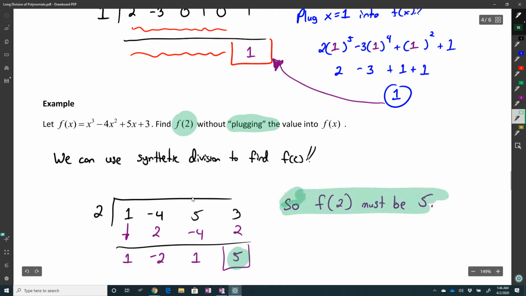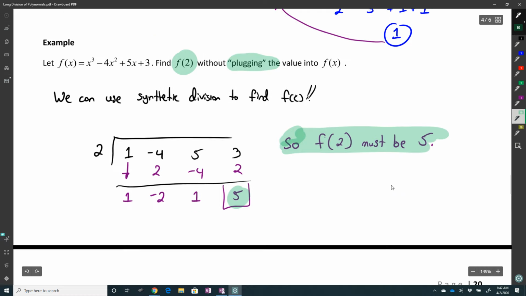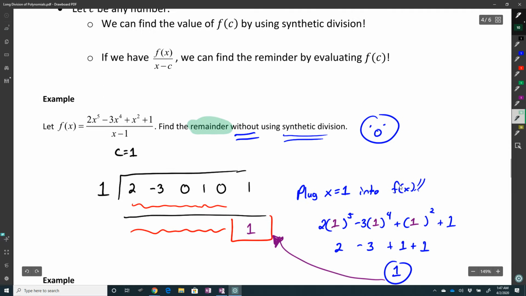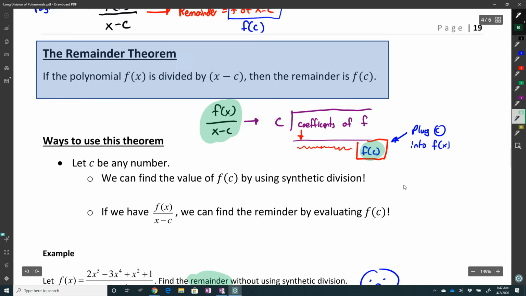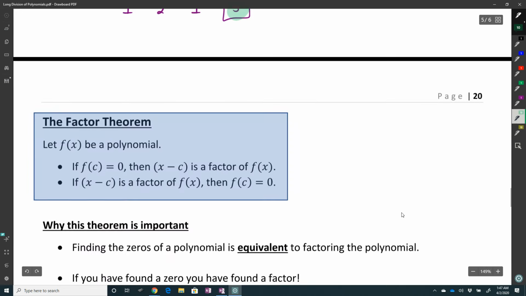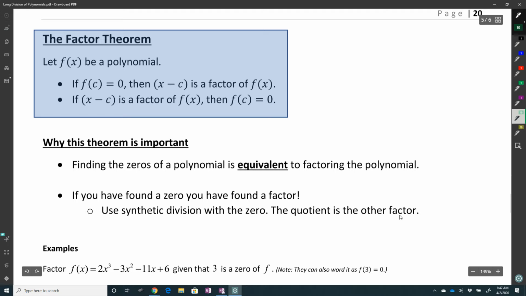Notice that I didn't plug it in. I didn't say 2 cubed minus 4, 2 squared. I instead did synthetic division with it. And my remainder is the same thing as the answer. So these are just some little things you can do. On the homework, you see some of these, but there's some applications of the remainder theorem. But the main application, the main reason why we care about the remainder theorem is this guy here, the factor theorem.